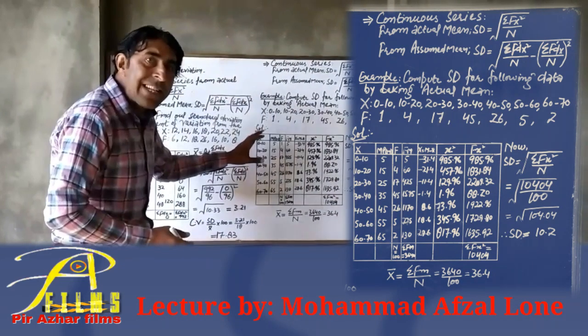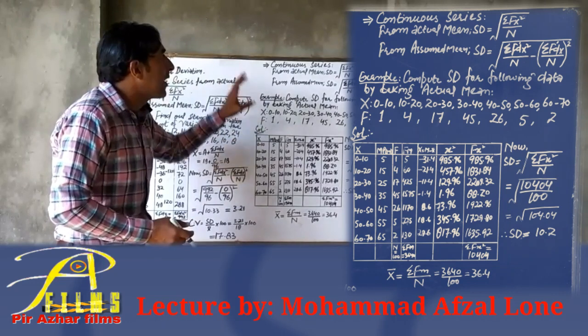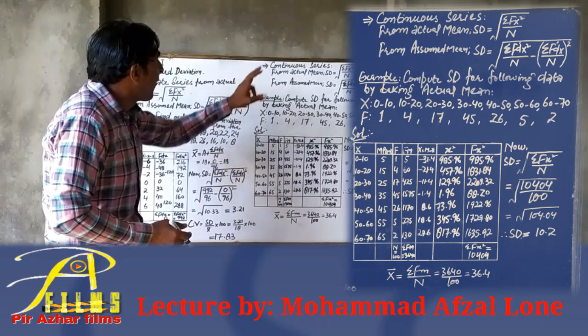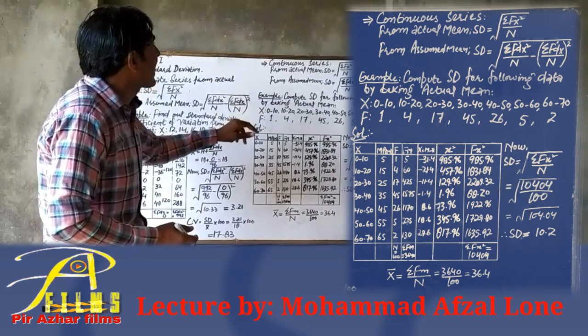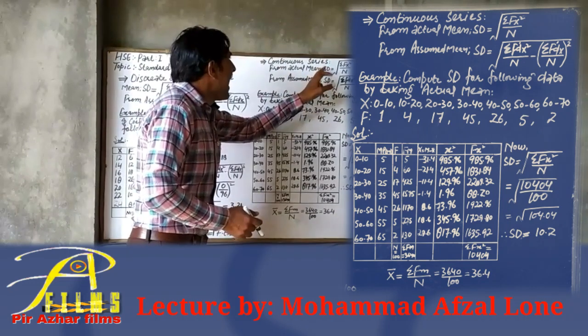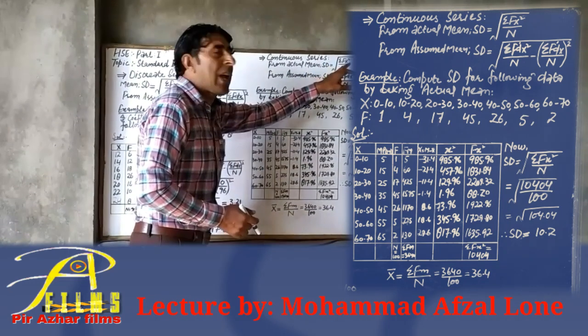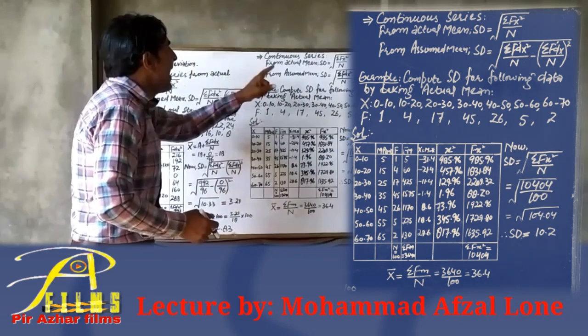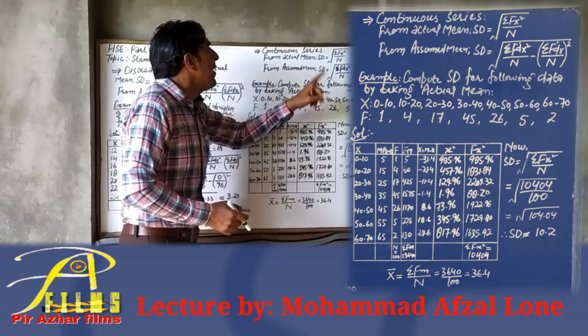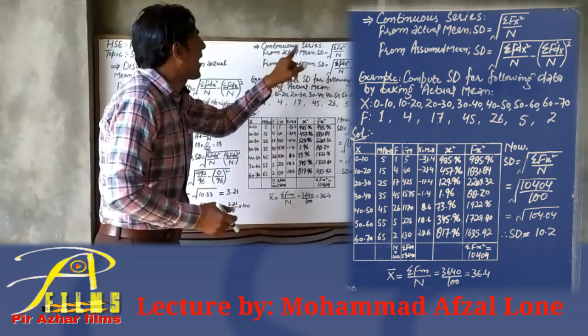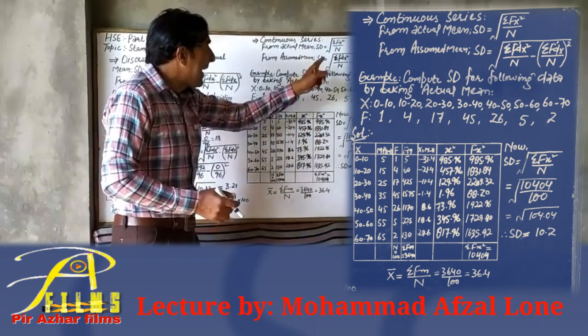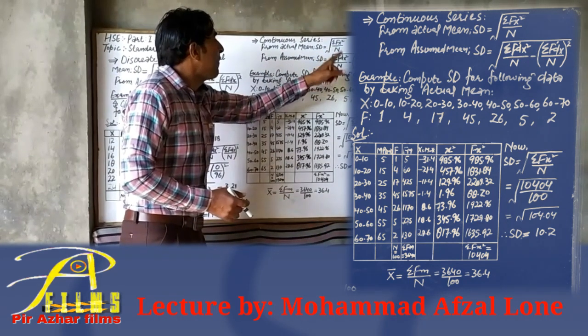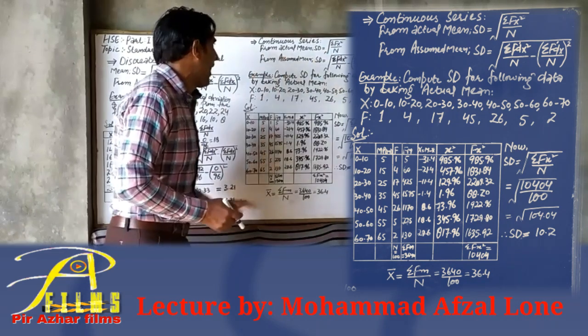For calculation of the standard deviation in the continuous series, we have the formula for calculating this by actual mean. SD is equal to the square root of summation of fx square divided by n. And from assumed mean, the same formula: SD is equal to the square root of summation of fd dash x square divided by n minus summation of fd dash x divided by n whole square.